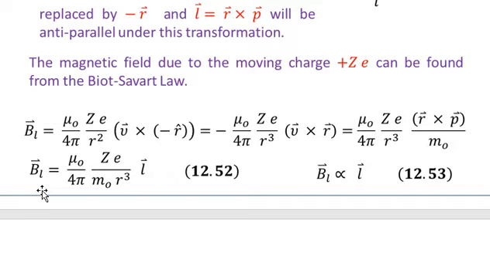That is, BL, the magnitude of the magnetic field at the site of the electron due to the motion of the nucleus around the electron, is equal to mu naught over 4 pi into Ze over m naught r cube into the L vector. So BL is directly linked with the orbital angular momentum of the electron. Simply, in equation number 53, we can say by writing a proportionality that BL is directly proportional to the orbital angular momentum of the electron.